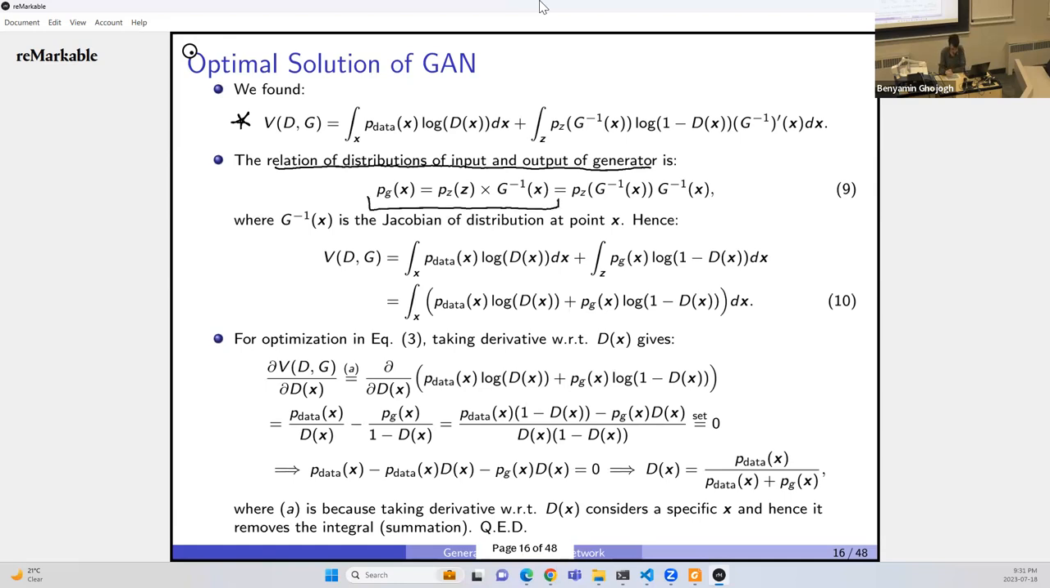Why? Because G inverse of X is Z. Z times PZ of Z equals PG of X. Now, I can replace this Z with G inverse of X here. I'll have PZ of G inverse of X times G inverse of X.